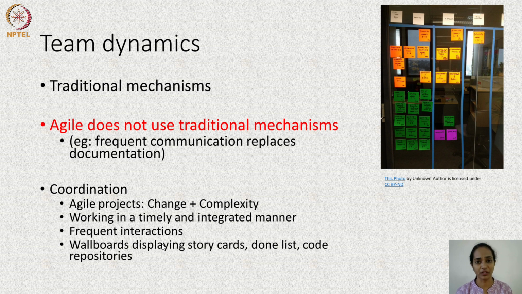One such example which I have given in this slide is a wall board which displays story cards. One look at the wall board can help the team members quickly understand how they are progressing in terms of the sprint which they are currently in. It can help them identify where the progress has happened, where there is a challenge, and who needs to do what so that they can move towards closing that sprint. Some of the other coordination mechanisms which teams use here are done lists and code repositories.